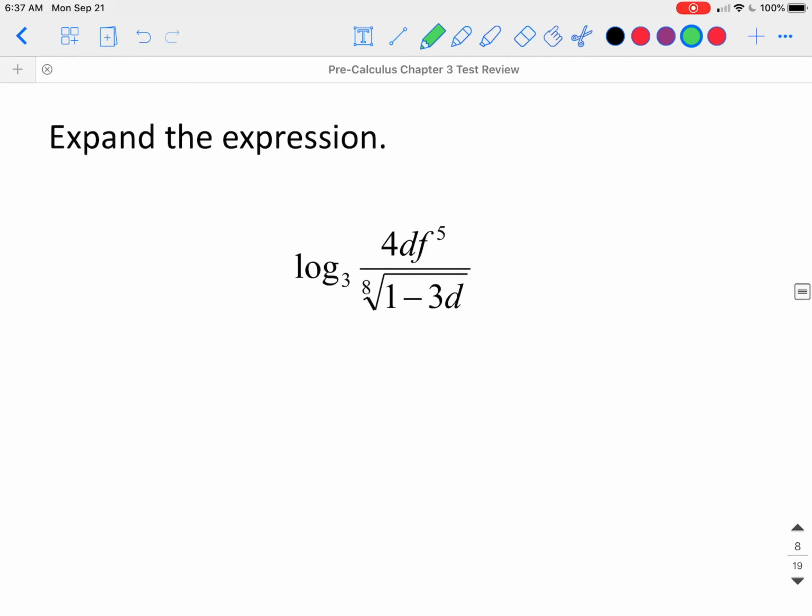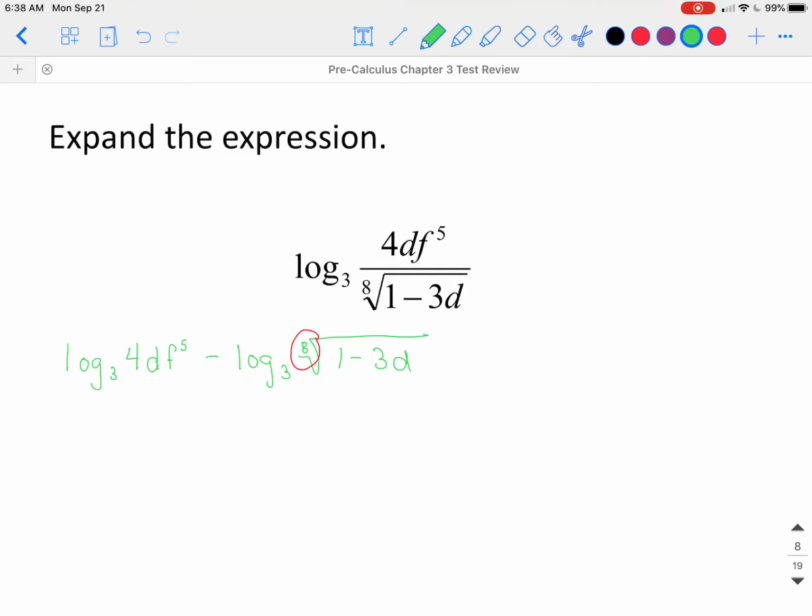We need to expand the expression. So first, we're going to take anything that is division, since this is a fraction, and turn it to subtraction. So this is going to be log base 3 of 4df to the 5th minus log base 3 of the 8th root of 1 minus 3d. Now, this root we are going to make an exponent instead, and the 8th root is the same thing as raising it to the 1/8 power.